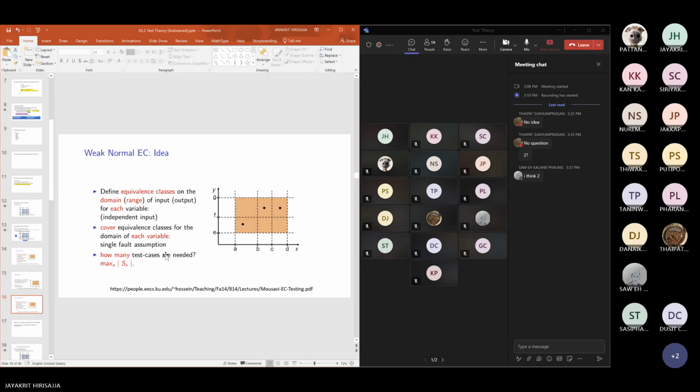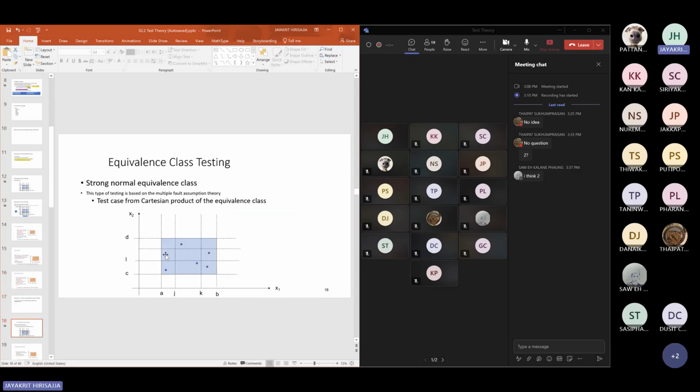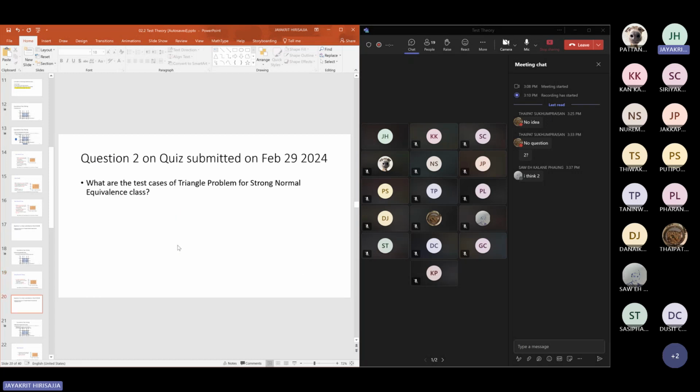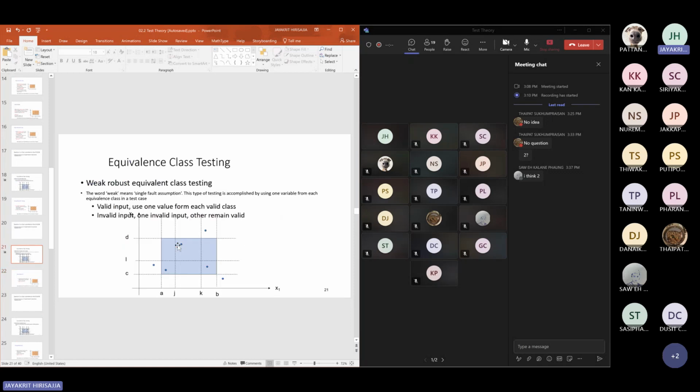But the weak normal idea is here, and then we have strong normal equivalent class. Strong normal equivalent class is where we need every possible input in every possible range for every possible equivalent class, and we test it. For strong and weak normal, we just test in the properly specified range. But in weak robust and strong robust, we need to test everything inside and outside of the selected range.